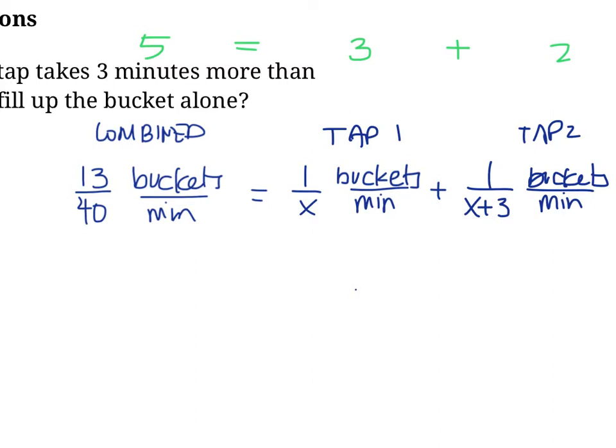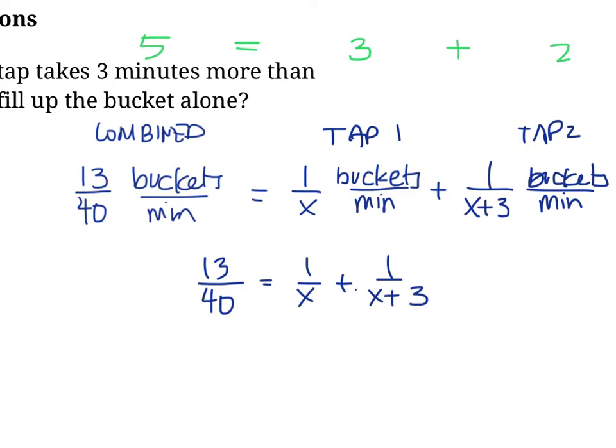So what we've essentially set up is a rational equation that we should be able to solve. So we can ignore the units for now. We know that X is going to be in minutes, so at the end, our units are going to be in minutes. But I can just condense this whole thing to look something like this. There we go. Now we have an equation for the total number of buckets we can fill per minute.